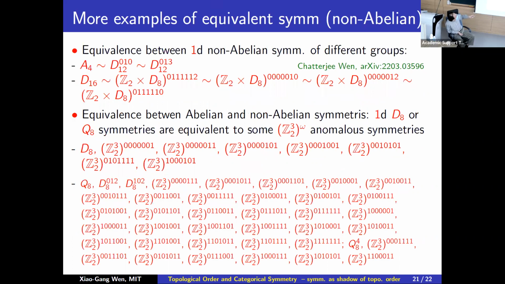And there are also equivalent symmetries between non-abelian symmetries. So this A4 is the alternating group, and this D12 is a dihedral group, and these two are equivalent. I'm sorry, but can you remind me what this upper index represents?